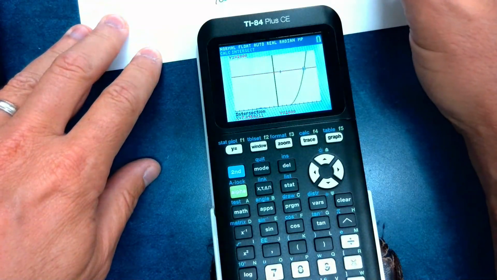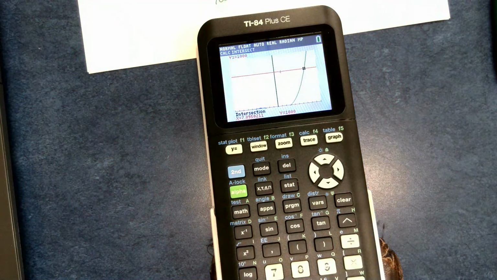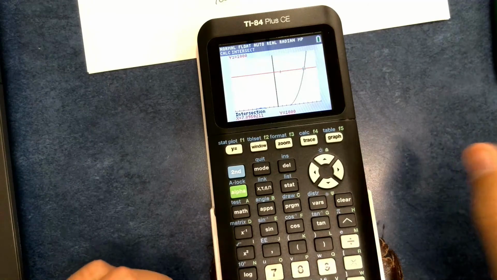X equals 7.095. Looks like somebody's trying to get a hold of me right now. We're going to mute that for a second. Sorry about that, and we'll go on from there.